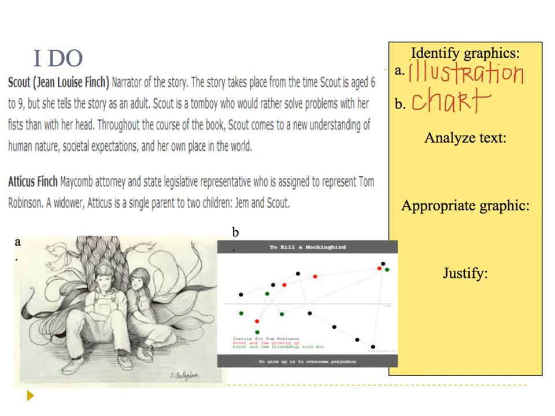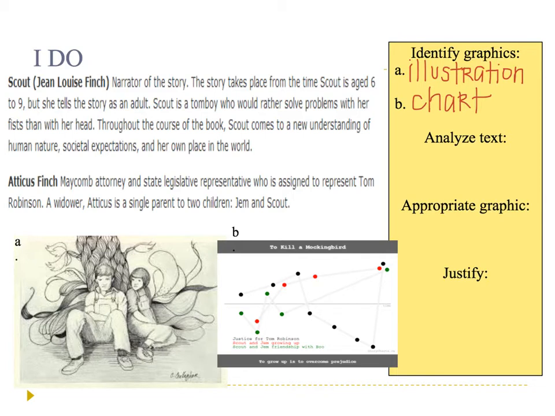So now I move on to the text. Scout, Jean Louise Finch, narrator of the story. The story takes place from the time Scout is age 6 to 9, but she tells the story as an adult. Scout is a tomboy who would rather solve problems with her fists than with her head. Throughout the course of the book, Scout comes to a new understanding of human nature, societal expectations, and her own place in the world. Atticus Finch, Maycomb attorney and state legislative representative who is assigned to represent Tom Robinson. A widower, Atticus is a single parent to 2 children, Jim and Scout.